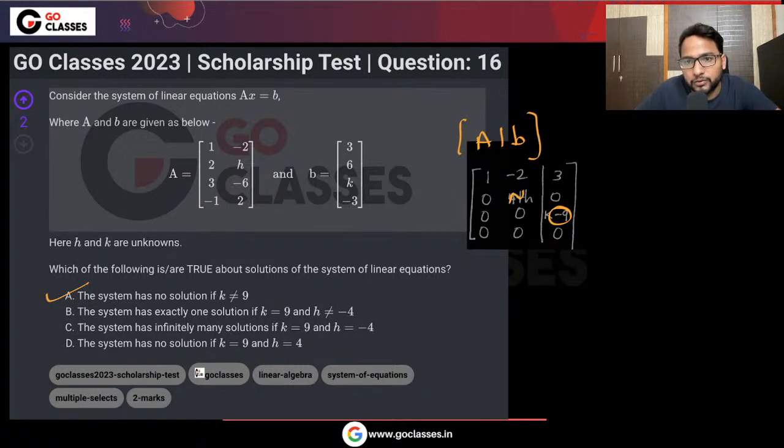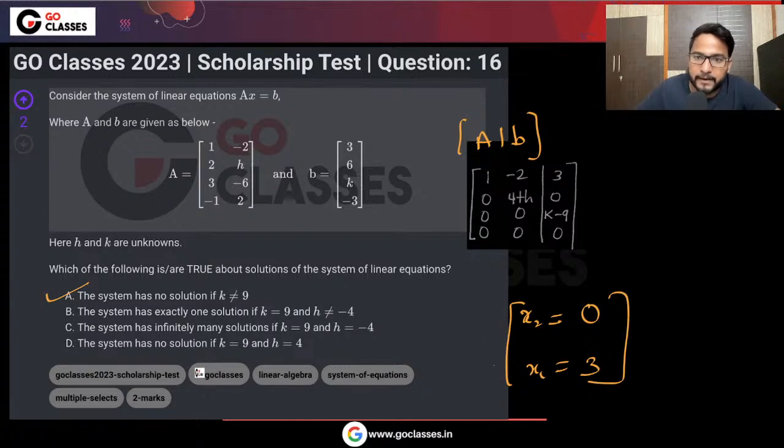Maybe x2 will be 0 and x1 will be, I think, 3, right? This is the exactly one solution that you will be getting. So x1 and x2 are the only 2 variables, sorry. So x1 will be 3 and x2 will be 0. So exactly one solution. Next, there are infinitely many solutions if k equal to 9.